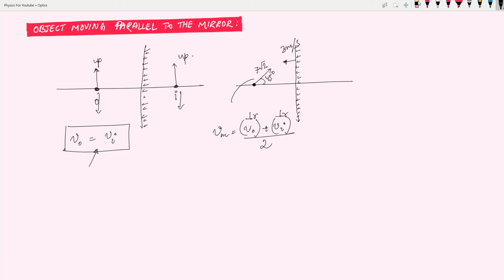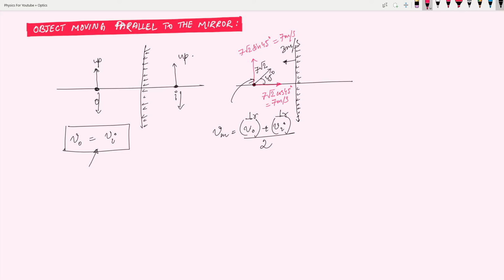But the problem here is the object is moving at an angle of 45 degrees to the mirror. So we need to find the component in the perpendicular direction. So very simple. Let me pick another color. So in this direction, there is the perpendicular to the mirror. It will be 7 root 2 cos 45 degrees. Cos 45 is 1 by root 2. So it will be ultimately 7 meters per second. Similarly, in the parallel direction, it will be 7 root 2 sine 45 degrees, which will ultimately be 7 meters per second. Root 2 will get cancelled.